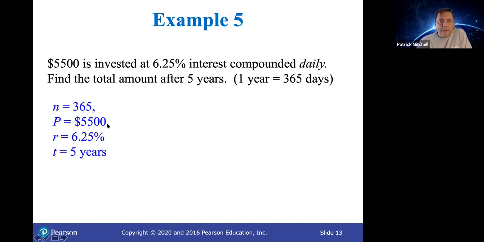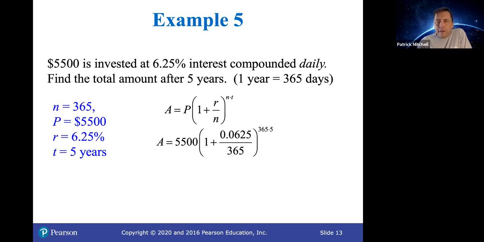So the principal is 5,500. R is 6.25%, so we'll change that into a decimal. T is 5, and because the interest is compounded daily, N is 365. So the interest is compounded 365 times per year. So when we put those numbers into the formula, I think I'm going to try putting it in just like that. My only worry is that when I switch over to the calculator, I can't see this on my screen.